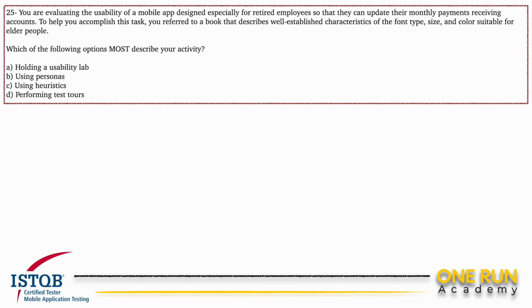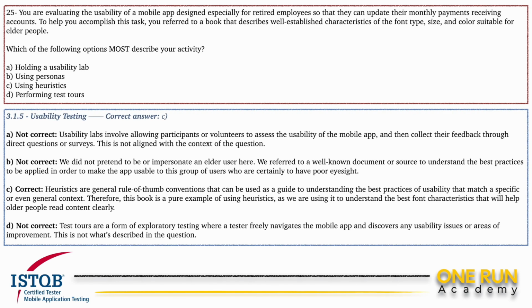Now that we understand the context, let's evaluate each of the options provided to determine which one most accurately describes the activity you're performing. Let's start with option A, usability labs. Usability labs involve gathering participants, typically representative of your target users, and observing how they interact with the app. The goal is to collect feedback directly from these users to identify any usability issues or areas for improvement. In this scenario, however, you're not working directly with users, but instead referring to a book for guidelines.